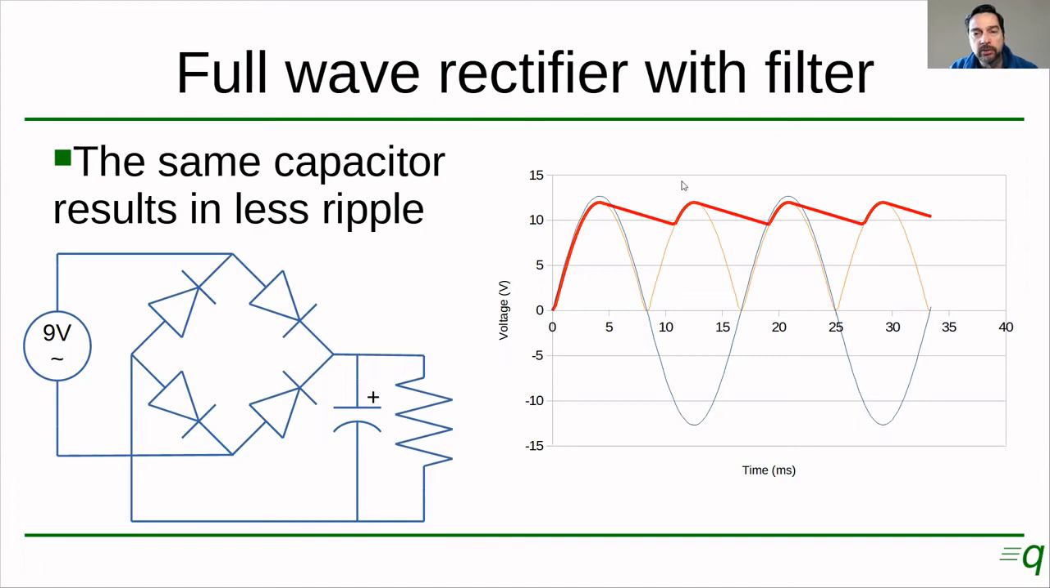So a full wave rectifier means that you can use a smaller capacitor here and obtain the same quality of DC, or that you can use the same capacitor and get a better quality of DC. Okay.